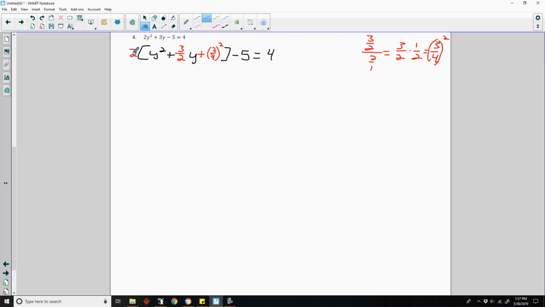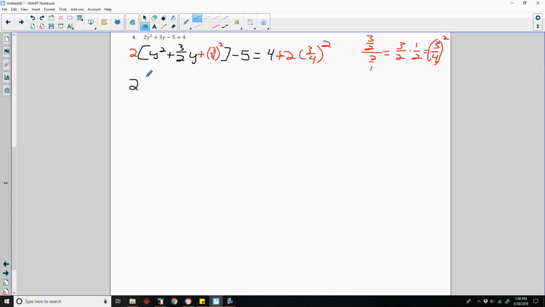So since I took 2, and actually I don't want this 3 halves red, because that's not changed. 2 times 3 halves is 3. What I've changed in this completing the square is this 2 times this, and since I did that over there, I have to do it over here as well. So it's going to be plus 2 times 3/4 squared on the right side as well. Okay, now we're cooking with gas.